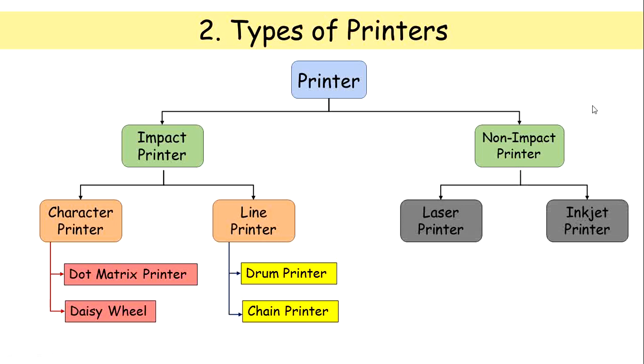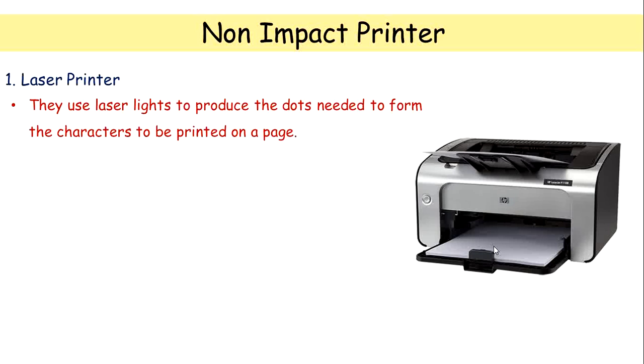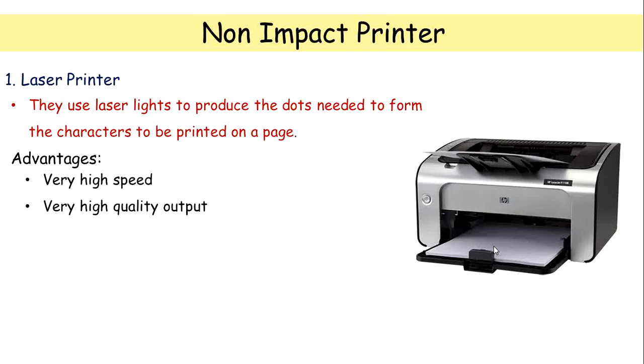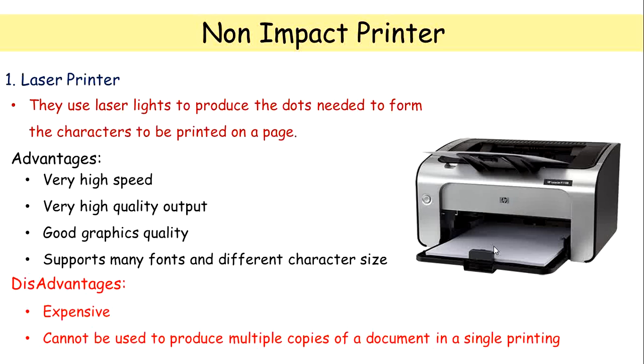Next category of non-impact printer are laser printer and inkjet printer. Laser printers use laser light to produce the dots needed to form the characters to be printed on a page. Advantages are very high speed, very high quality output, good graphics quality, support for many fonts and different character sizes. Disadvantages are expensive, cannot be used to produce multiple copies of a document in a single printing.